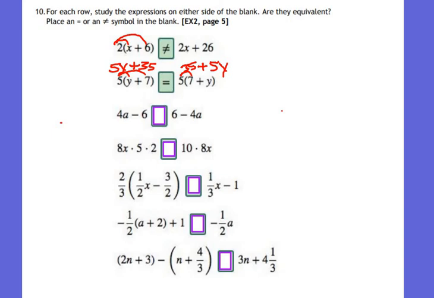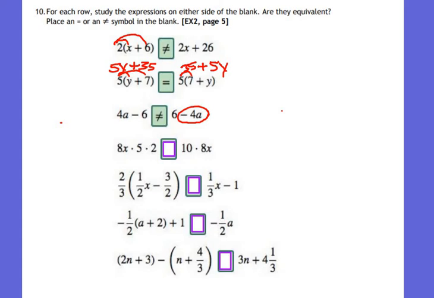What about the next one? Equal or not equal? It's equal. I see 4a is positive. Is it positive over there? What sign's in front of it? Negative's in front of it, or a minus. So is it equal? No. Positive and negative don't match. That's where it tricks a lot of people.